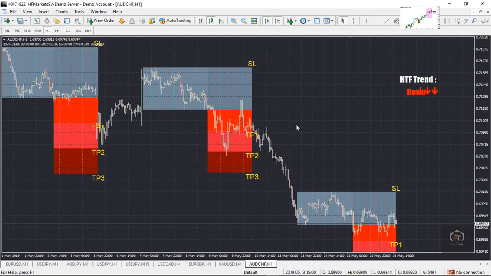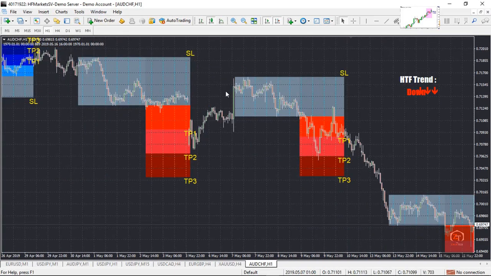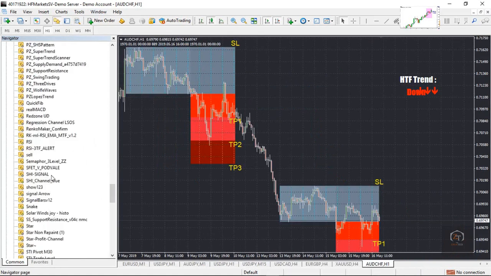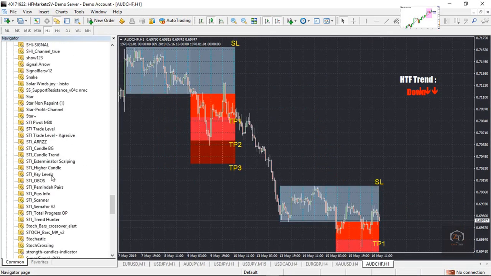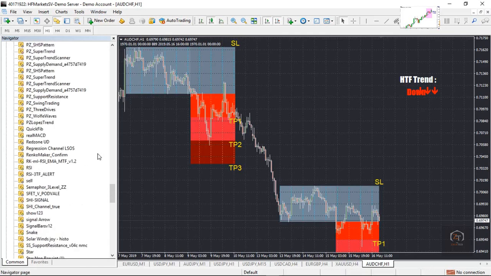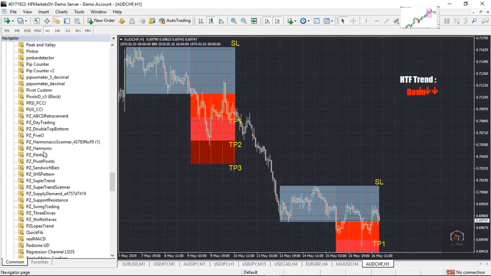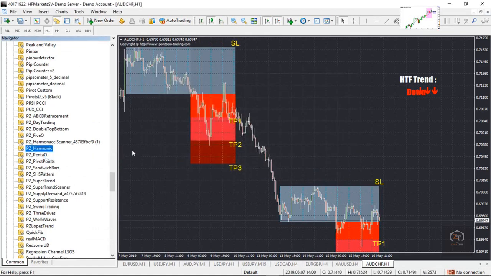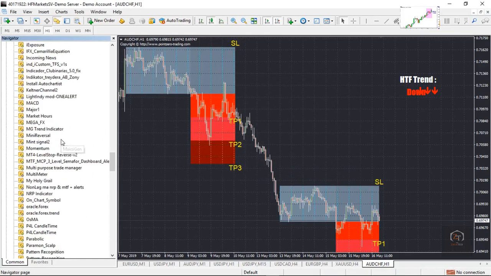So there's not much to say about this indicator. It's very straightforward. There's nothing more to talk about. And if you want to trade it manually, with a few added indicators, you can click here and add any indicator you want. If you want to add a trend line, a supply and demand zone, any pairs, any channel or harmonic pattern, you are free to add those indicators, and you are good to go.